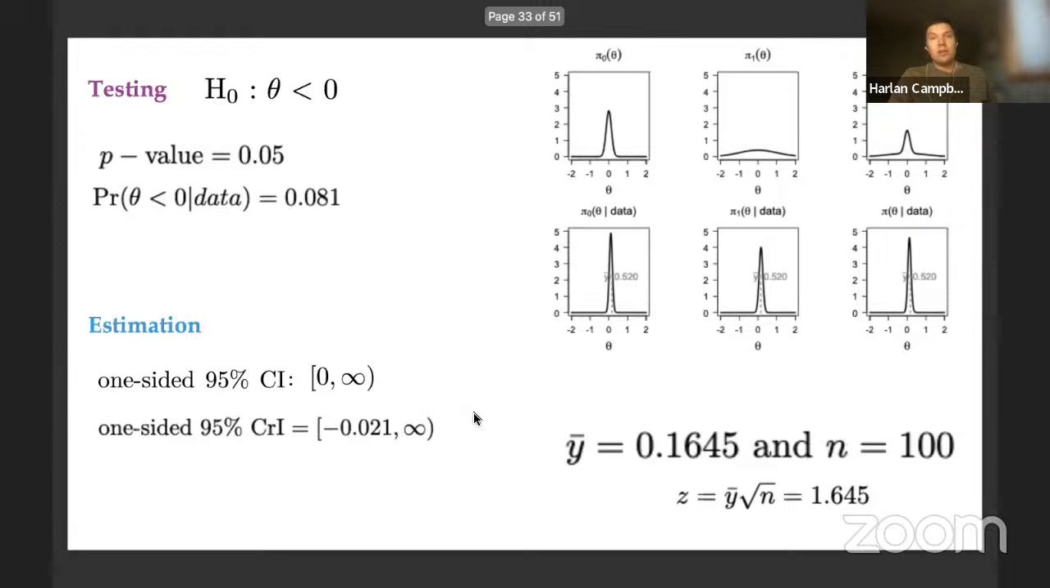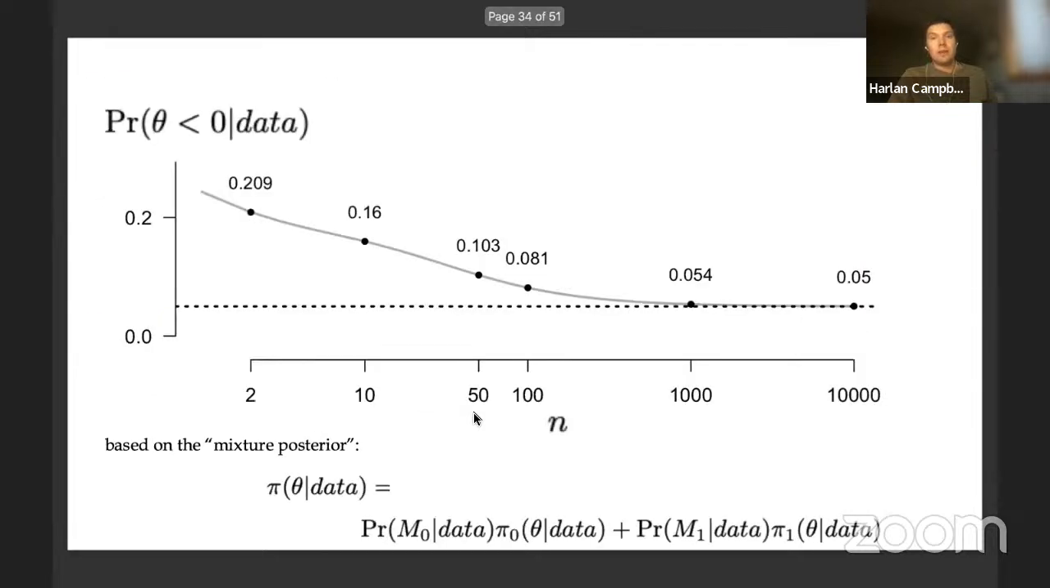If we look, going from 10 to 100 to n equal to 10,000, we do see that the credible interval does approach, in the end, the confidence interval at 0.05. And the posterior value here of whether theta is less than or equal to 0 approaches 0.05. So we could say that it looks like for this mixture posterior density, the Bayesian ends up agreeing with the frequentist.